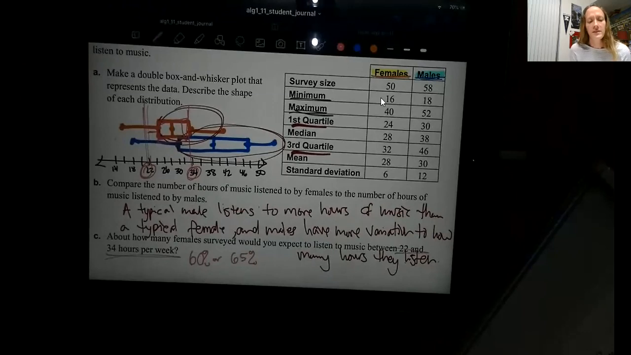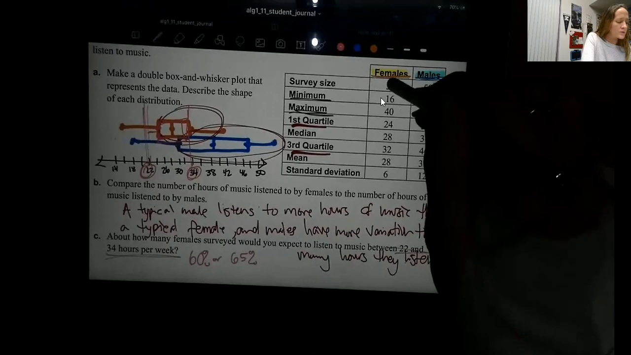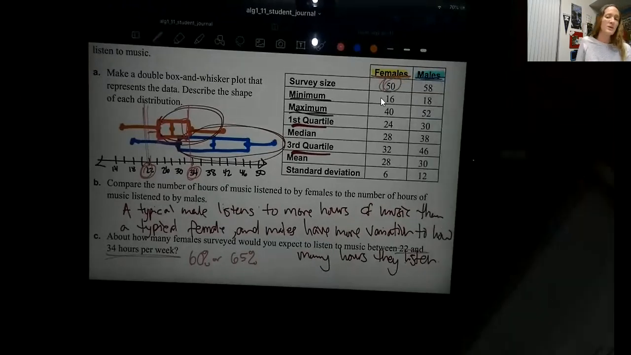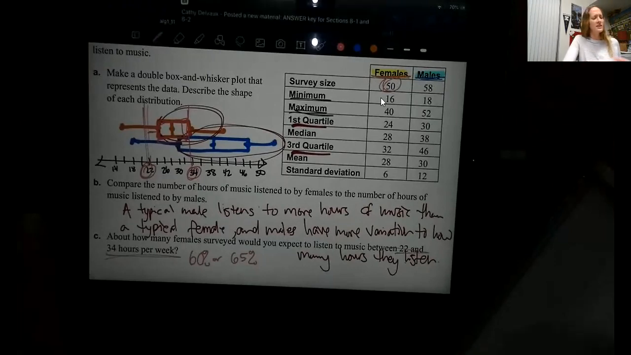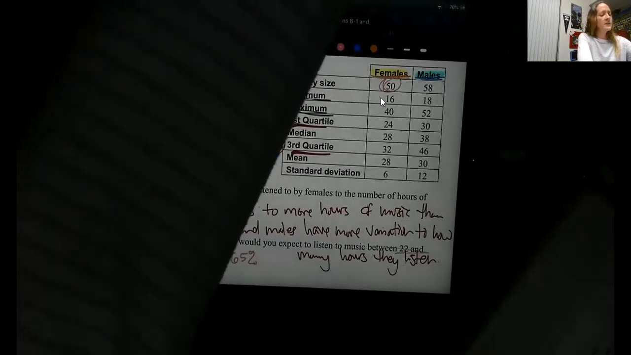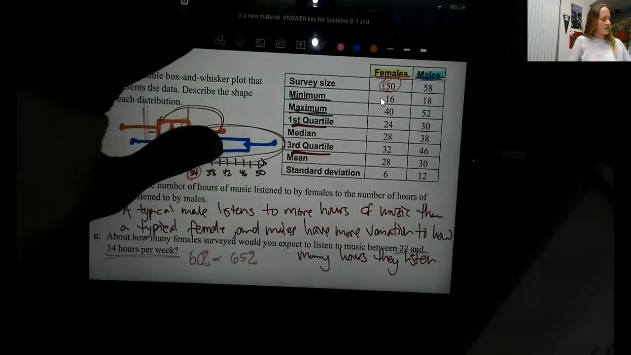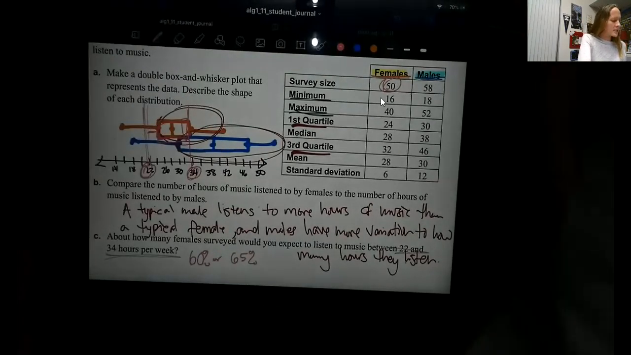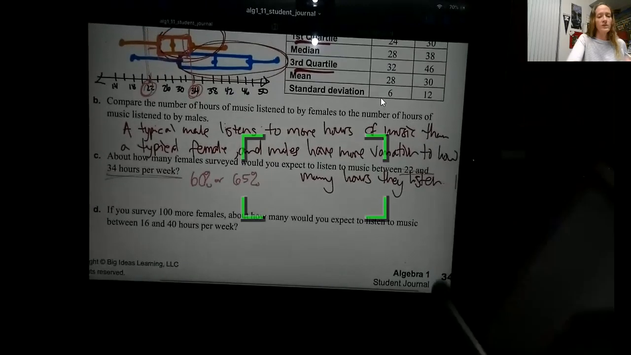Now, hold on. They said how many? Well, I guess in this context, they only surveyed people. So I guess we could say for this survey, we would take 60% of 50 or 65% of 50 and get that actual number. But for my purposes, I think saying 60 or 65% of the data is sufficient as far as getting the idea across. If we were to keep on looking, I don't know if they have any other questions for us. Oh, they do. They have one more.